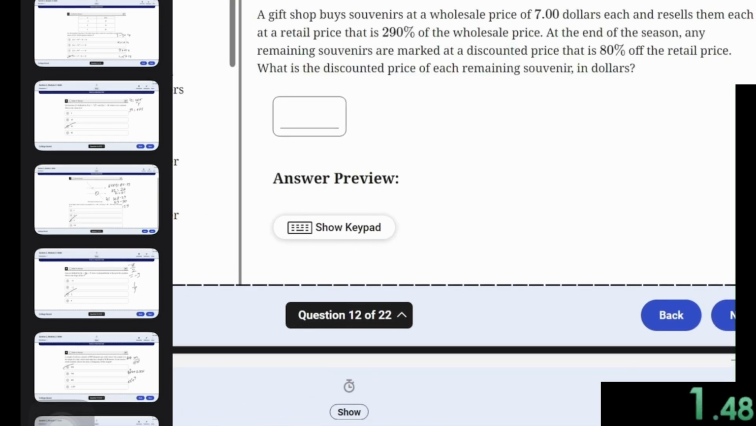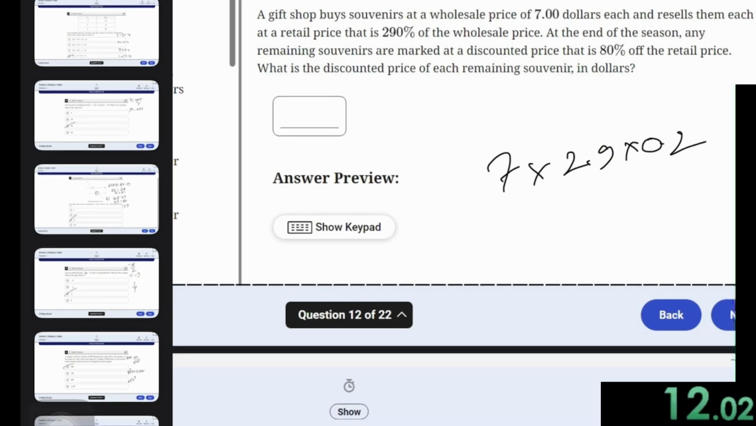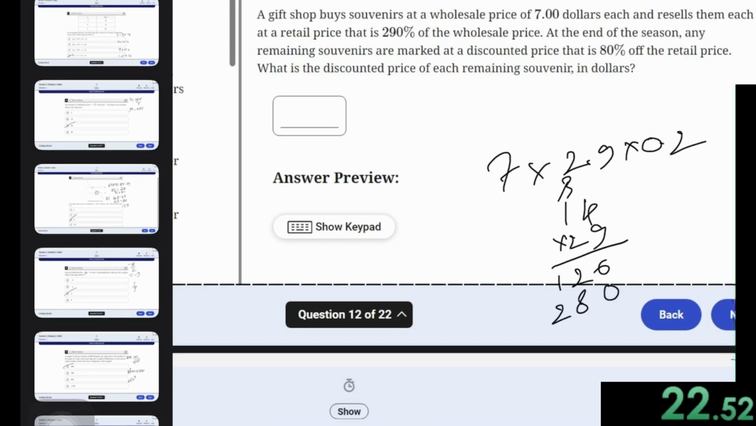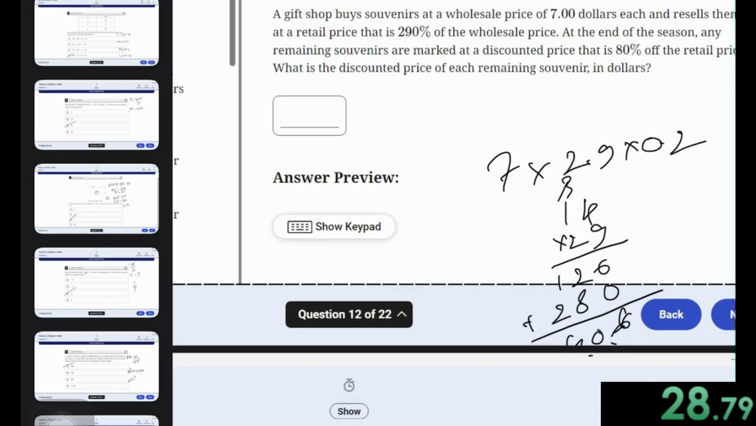A gift shop buys souvenirs at the wholesale price of $7. Retail price is 290%, which means 2.9, and it is discounted at 80% off, so 0.2 is remaining, which means 20% of the price is remaining. So it becomes 14 multiplied by 29. 9 4s are 36, 9 1s are 9, and 3 12, 0, 2 4s are 8, 2 1s are 2, 6, and this is like 40. So in total it becomes $4.06.